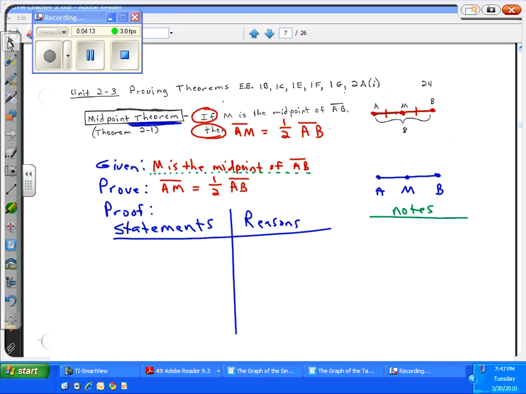So we're going to read that given statement. It says M is the midpoint of AB, and we say, well, what does that mean? What do I get out of that? Well, what I get out of that is segment AM is equal to segment MB. So I marked that in the diagram, and I'm going to write down what I marked. I marked that AM was equal to BM, reason, and I'm pausing so you can think.